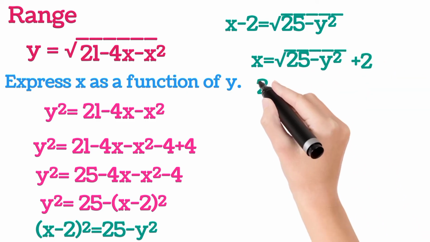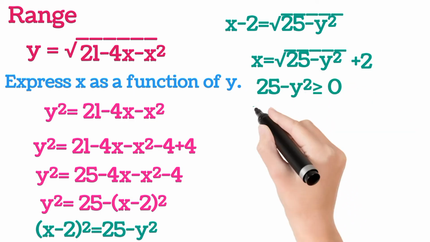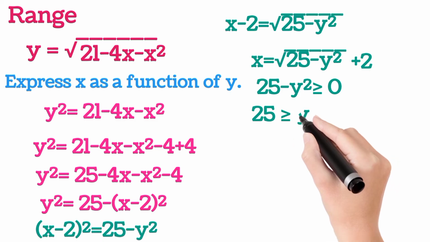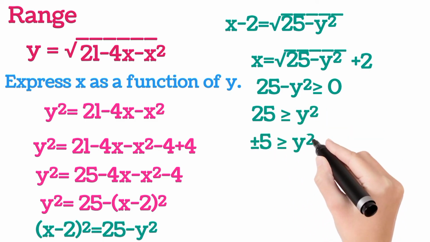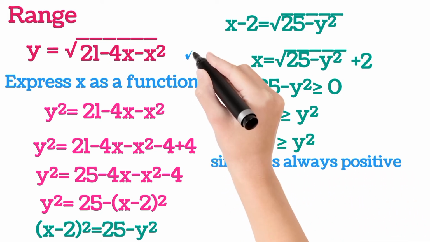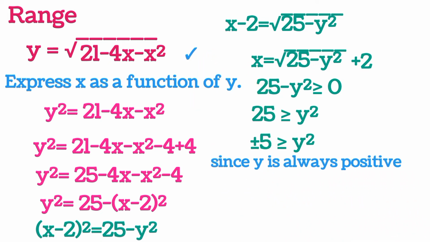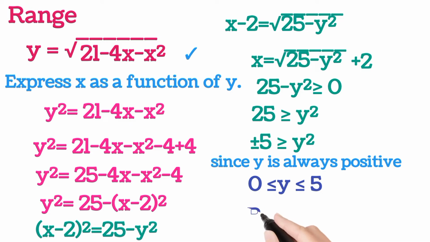Now here we have a square root function. So 25 minus y square should be greater than or equal to 0, or 25 is greater than or equal to y square, that is y square is less than or equal to 25, so y is between minus 5 and plus 5. Now y is always positive here, so we will take only positive values, that is y will be between 0 to 5, that is the range of the function is [0, 5], where 0 and 5 are included.